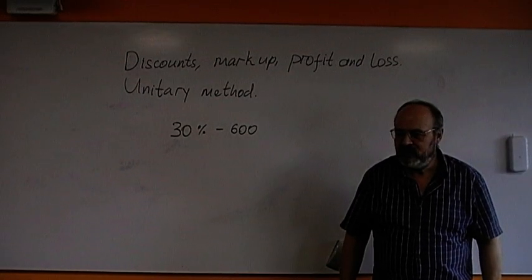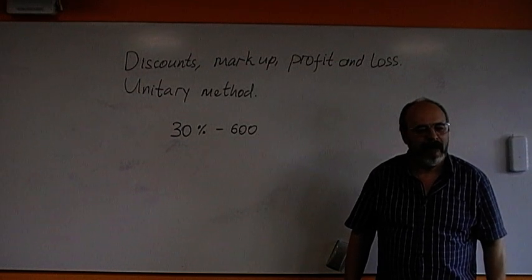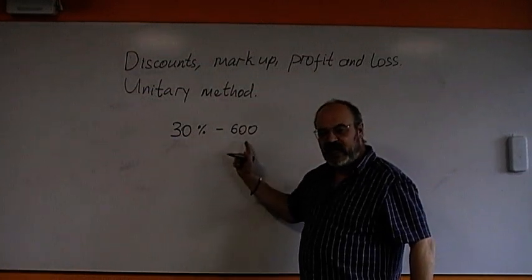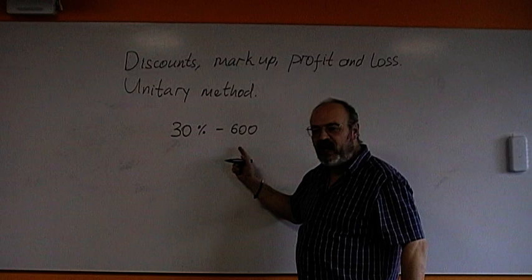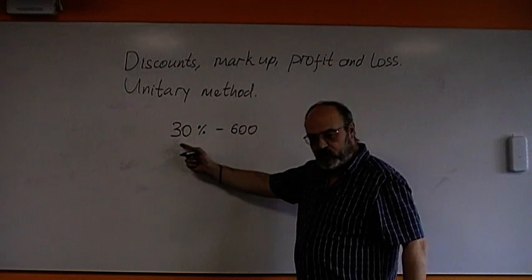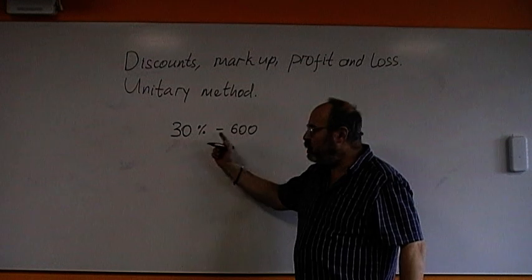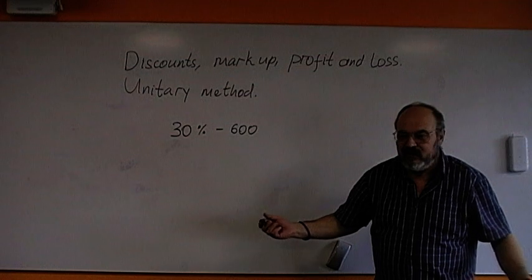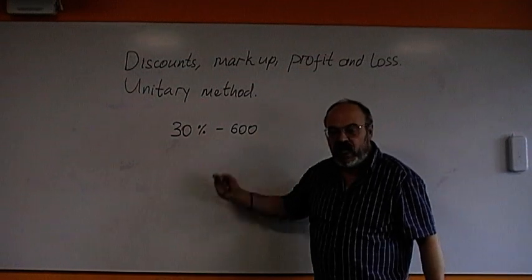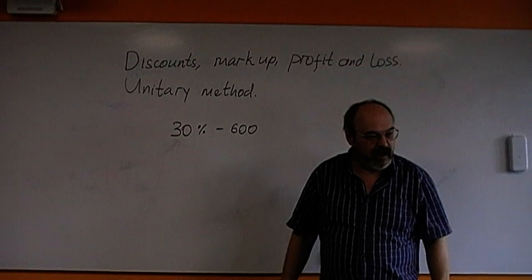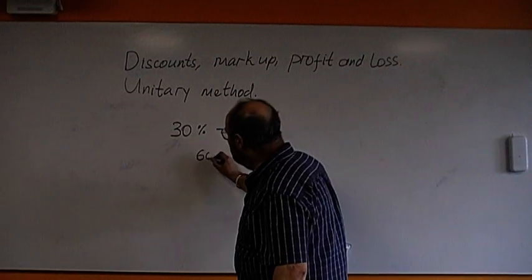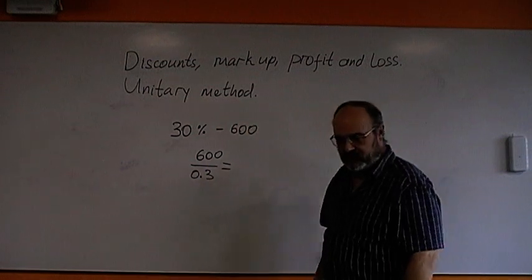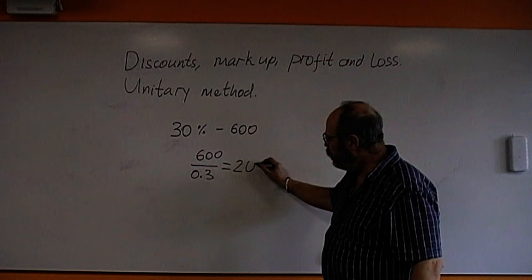600 divided by 30 times 100. If 30% is 600, to find 1% we divide 600 by 30. And then to get 100%, we times by 100. Effectively, we do 600 divided by 0.3, which will be equal to 2,000.